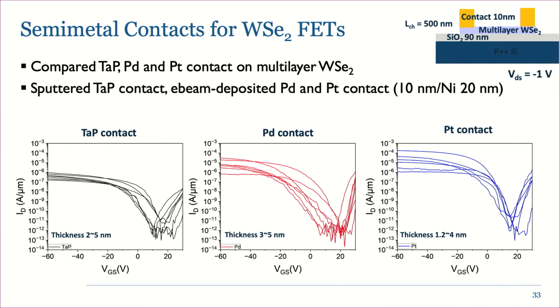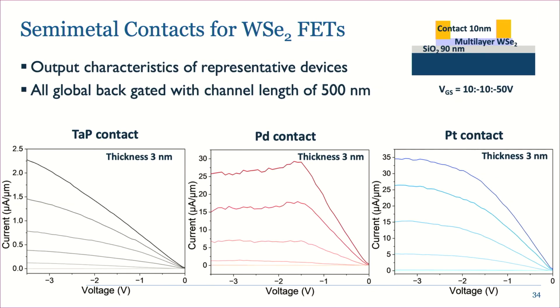But we've done some initial work on comparing these semi-metal contacts with conventional palladium and platinum contacts. So this is just some initial devices showing reasonably good on-current densities, but a lot more work needs to be done on contact engineering to make good P-type transistors. These are just output curves also from the same set of devices.